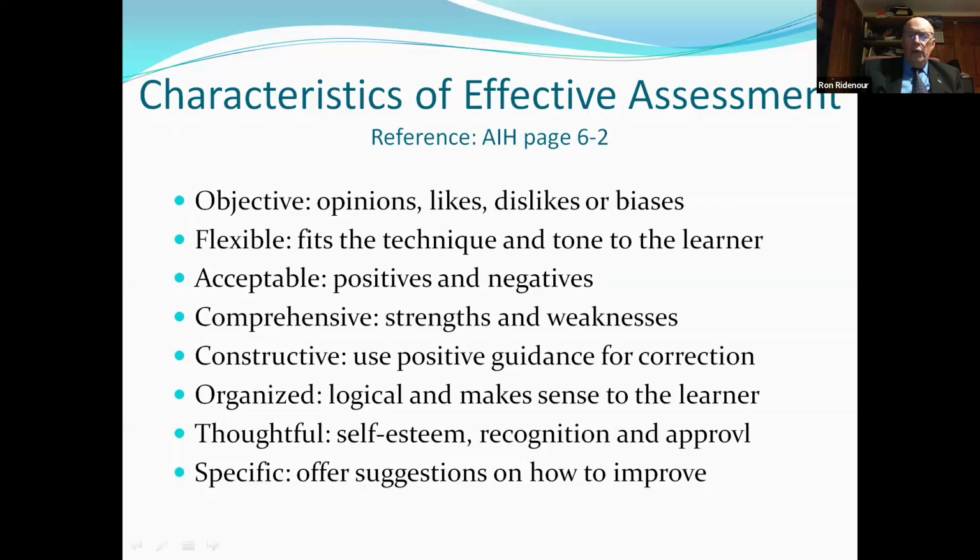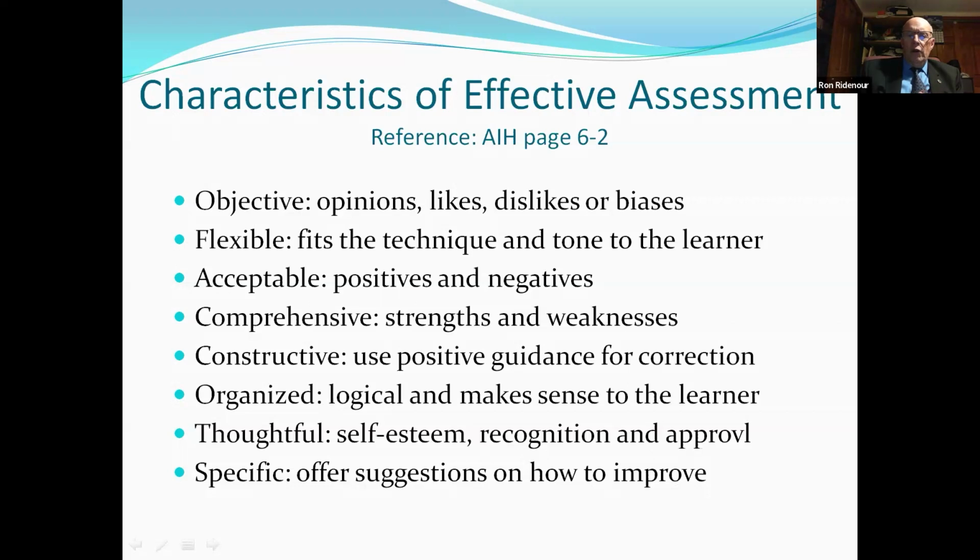All people have self-esteem. They want recognition and approval. So I didn't spell approval correctly there. I'll have to go back and correct that. But you've got to be considerate of those items. If you recognize that learners like recognition, they like approval, because that kind of builds up their self-esteem, I think you'll find that people will respond better to the assessments that you give.